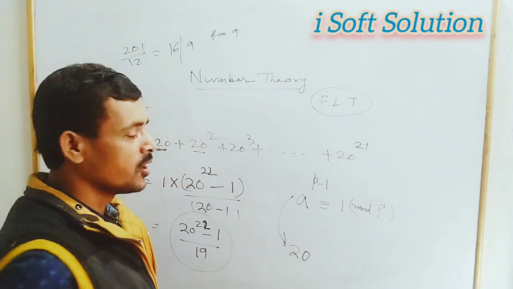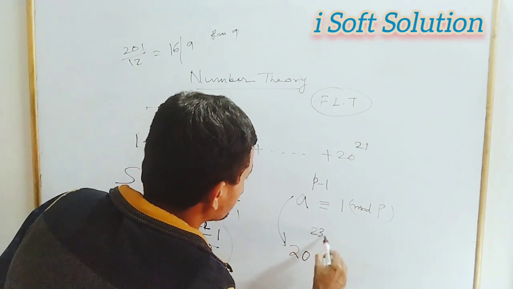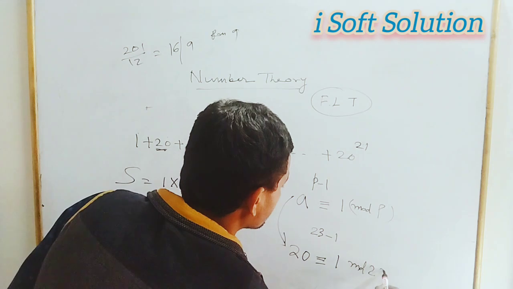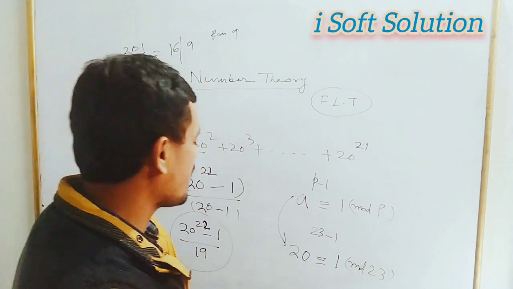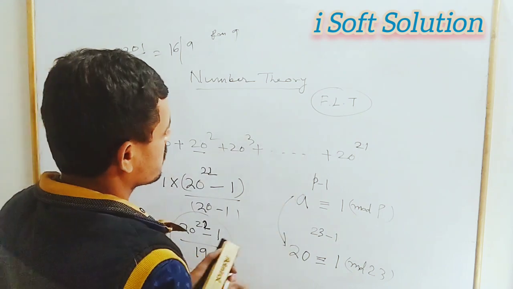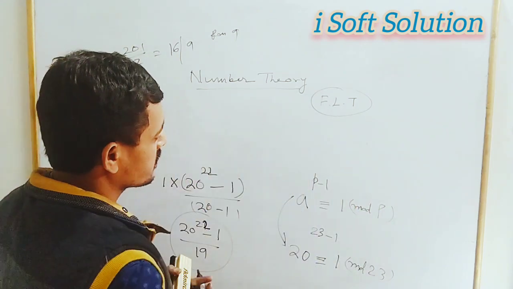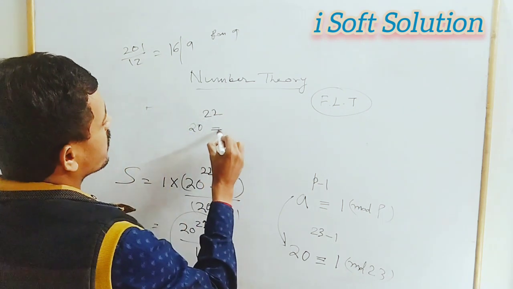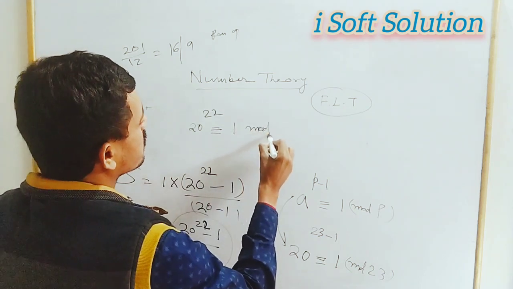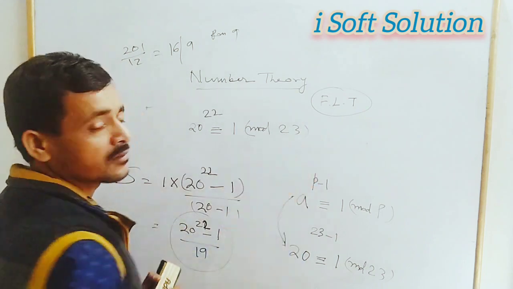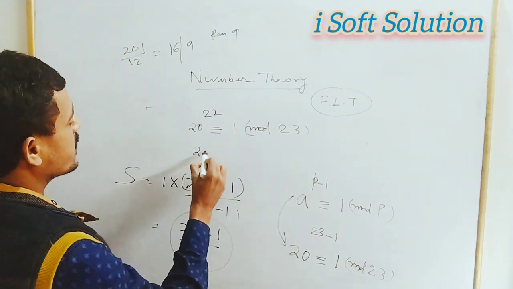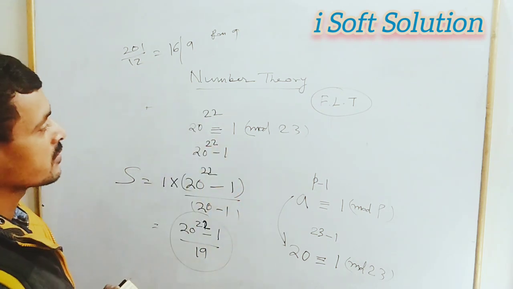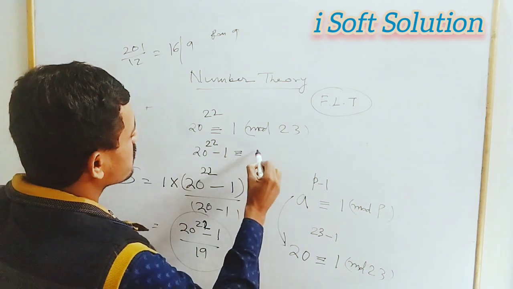Therefore here a is 20, and 20 to the power p minus 1, that is 23 minus 1, will be congruent to 1 mod 23. This implies 20 to the power 22 is congruent to 1 mod 23. Okay, now 20 to the power 22 minus 1 will be equal to 0 mod 23.